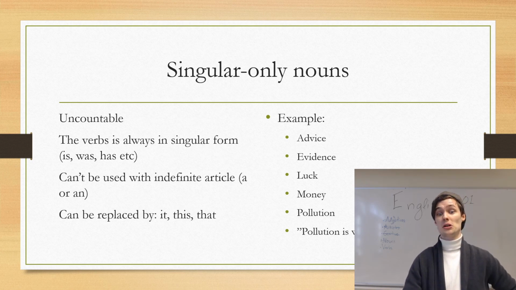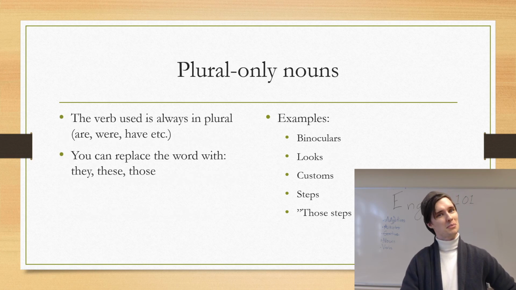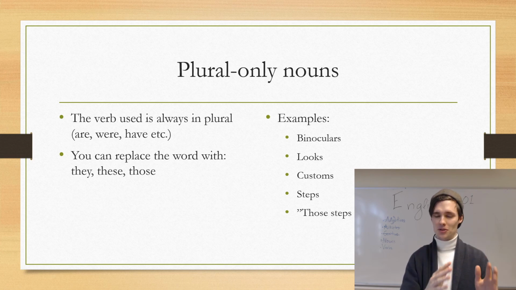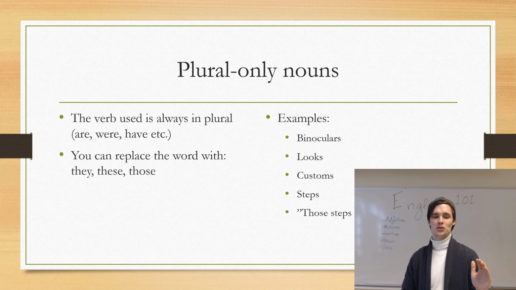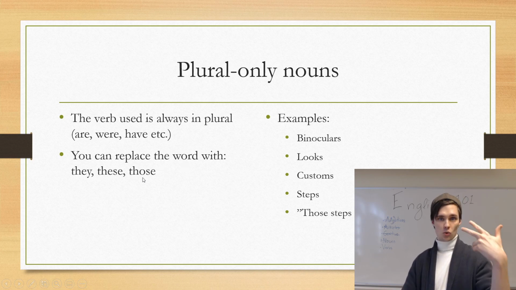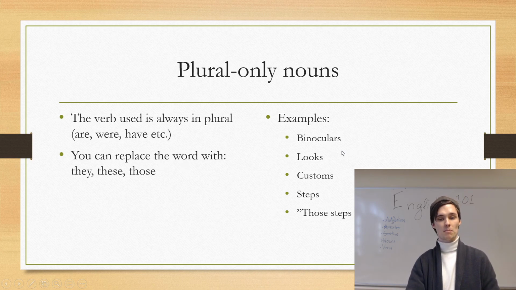But if there are singular only nouns, there should be plural only nouns as well. So the verbs connected to them, I'm sorry, are only used in a plural setting, like are, were, have, and you can replace these words with they, these, or those. So let's see some examples here. Binoculars, looks, customs, steps. Those steps are slippery.